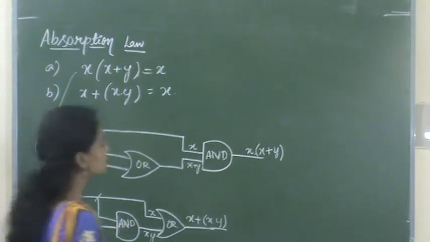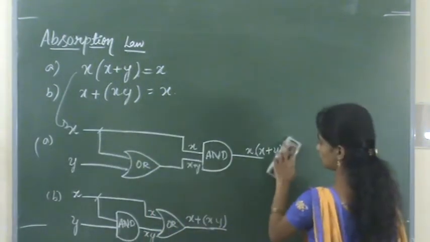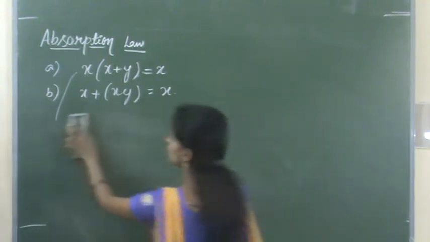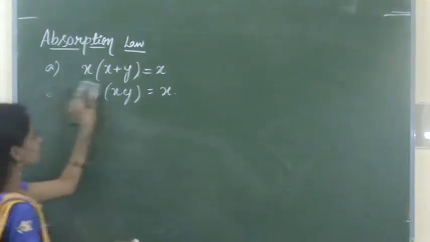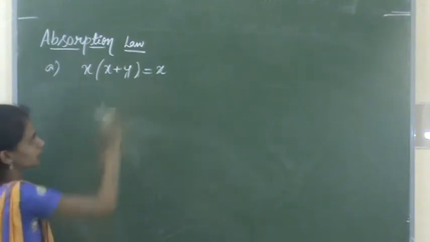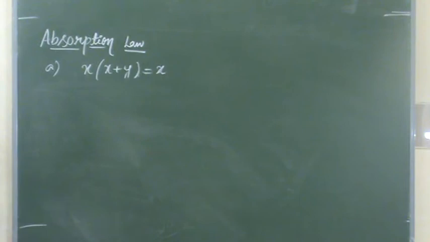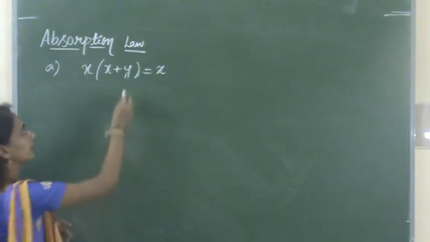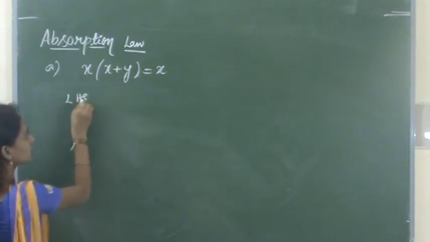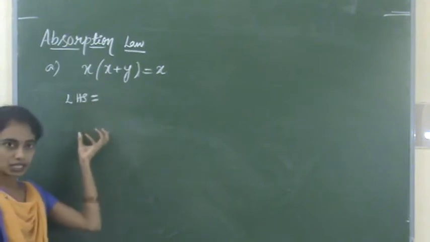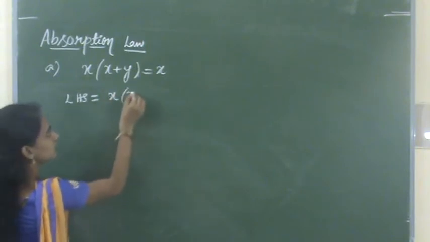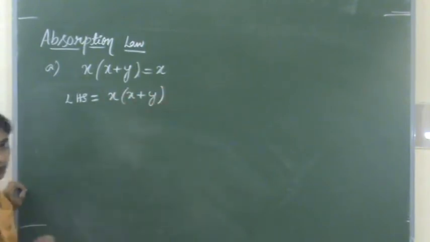Now let us see how to derive these equations. We have to prove these laws. First I will take the first one, x into (x plus y) is equal to x. I am proving this equation with the algebraic method. I take only the LHS part, and from it I have to prove the RHS part. So the LHS is x into (x plus y).